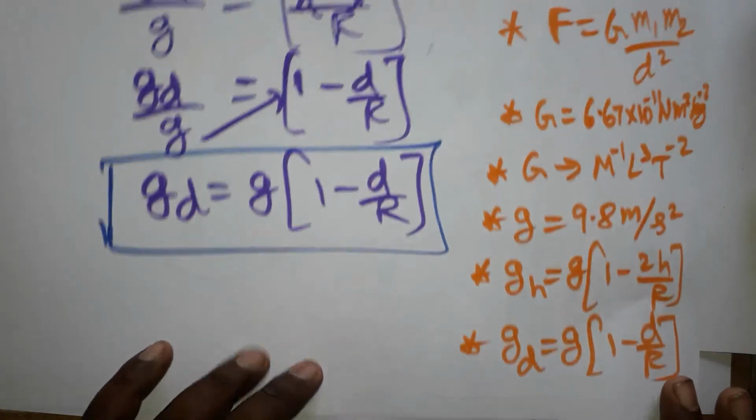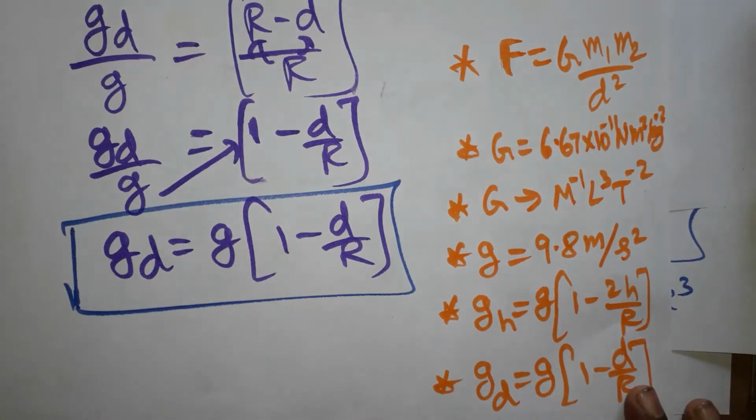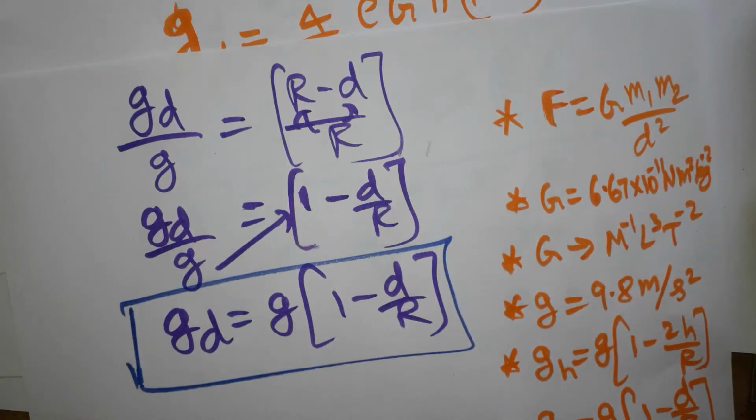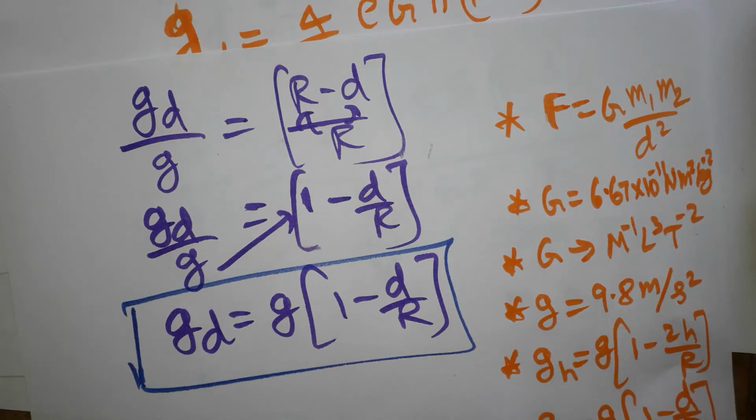The next points we are going to discuss are orbital velocity, escape velocity, and gravitational potential energy. So today we are going to have a full revision of gravitation. The next point we are going to discuss is gravitational potential energy.